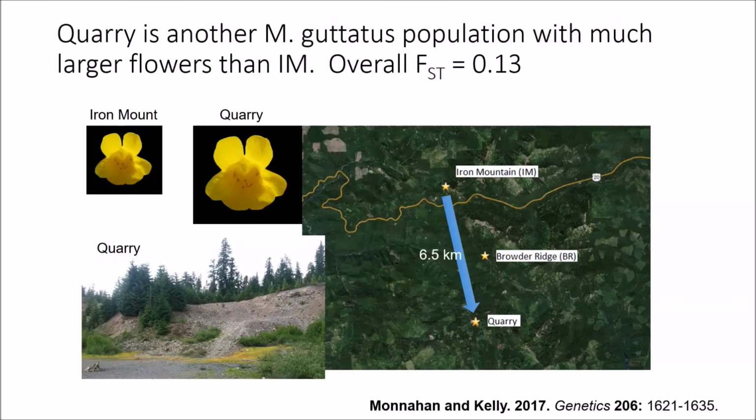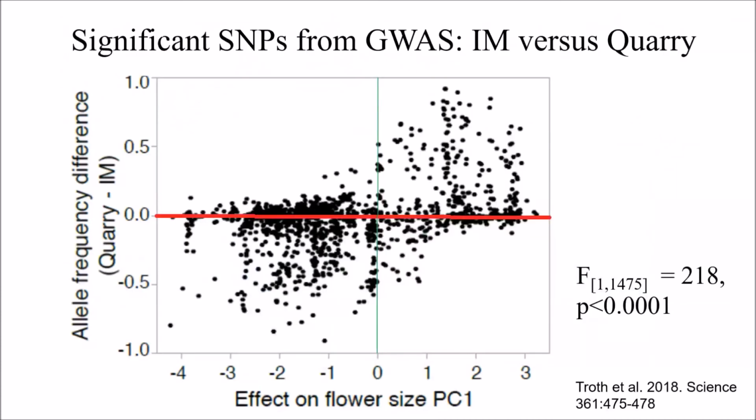And the one example I want to show you of this is a contrast of the Iron Mountain population, where we did these studies, to a population that's not too far away at Quarry. And what we find is that by looking at divergence in allele frequency between these populations, it's actually strongly related to the estimated effect of the allele on phenotype within Iron Mountain.